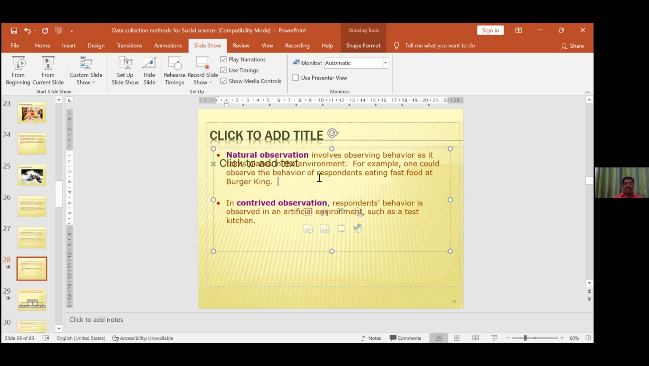Okay, let's take contrived observation. What is this? The respondent's behavior is observed in an artificial environment. Say, for example, sometimes we can create some virtual reality. In case of virtual reality, the participants might be observed during the virtual reality. Okay.